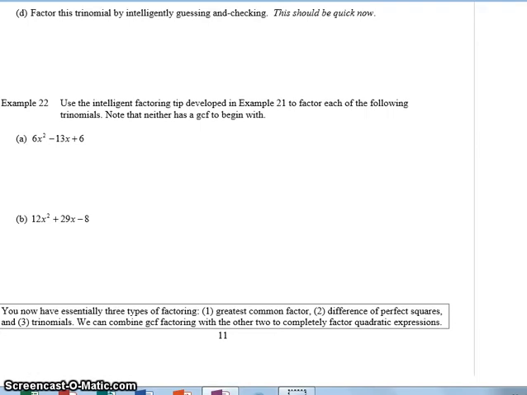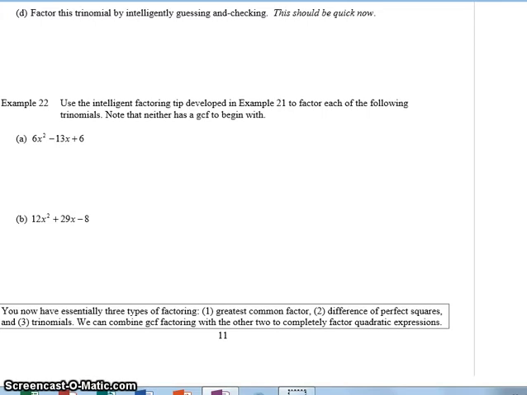This is Unit 3, Day 3, Part 3. So continuing on with Example 21, Part D. Factor this trinomial by intelligently guessing and checking. This should be quick now. Okay, so again, the question is 4x squared plus 5x minus 6.